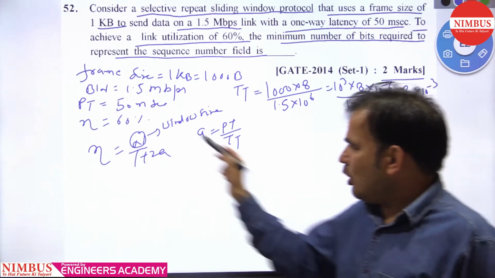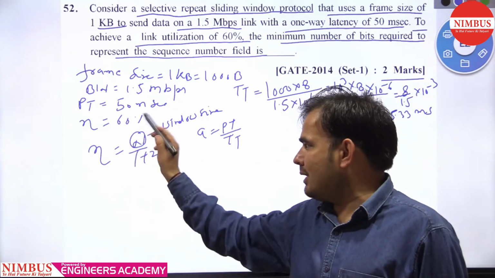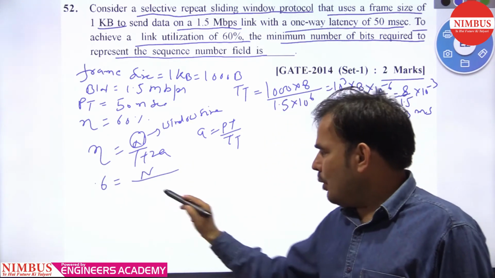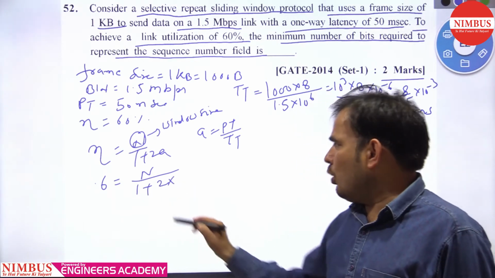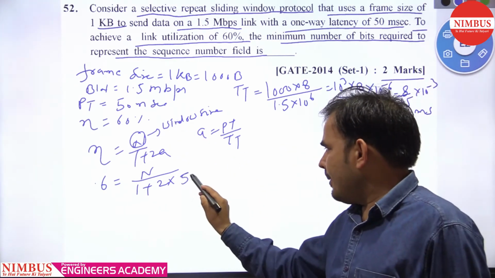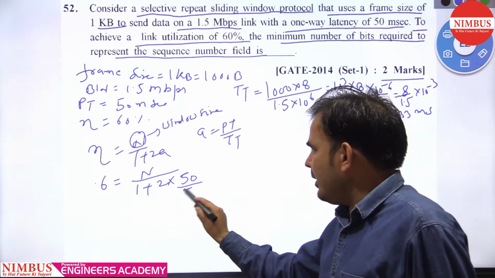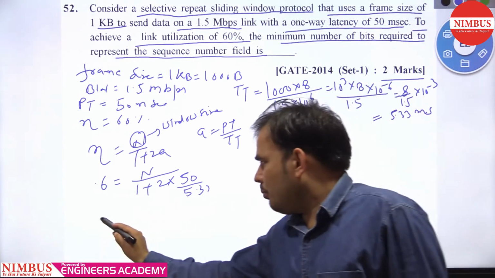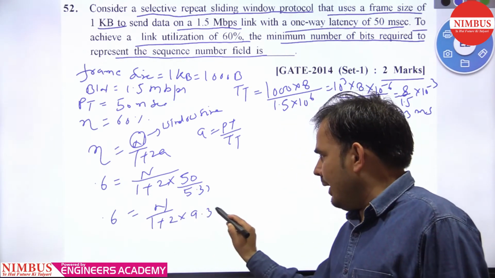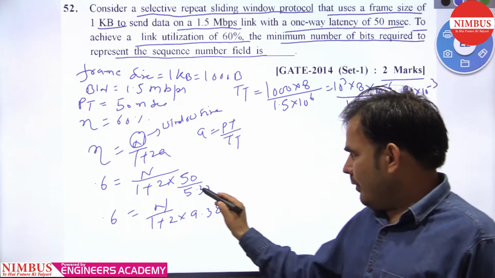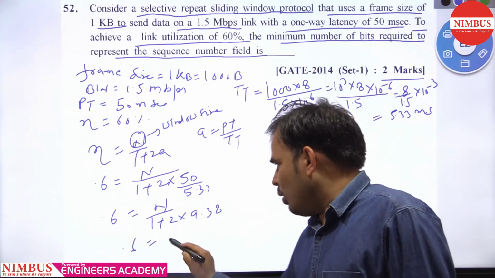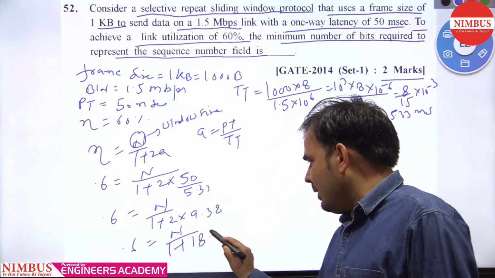Now we put all this here. Efficiency equals 60%, meaning 0.6 equals N, which we need to calculate, upon 1 plus 2 into propagation time 50 upon transmission time 5.33. When you divide 50 by 5.33, you get 9.38. So 0.6 equals N upon 1 plus 18.76.